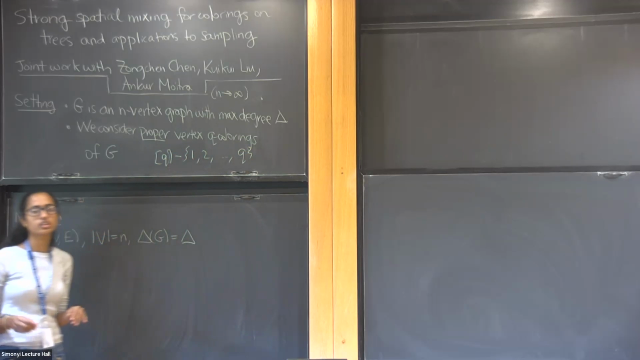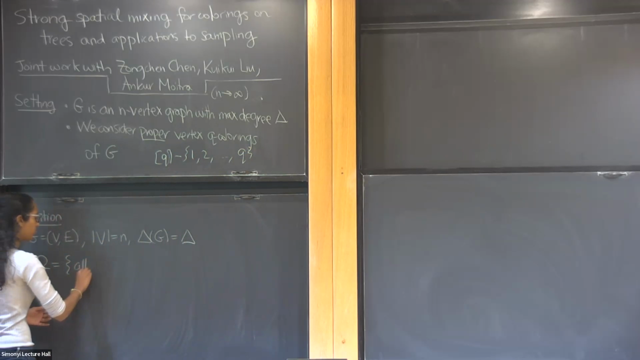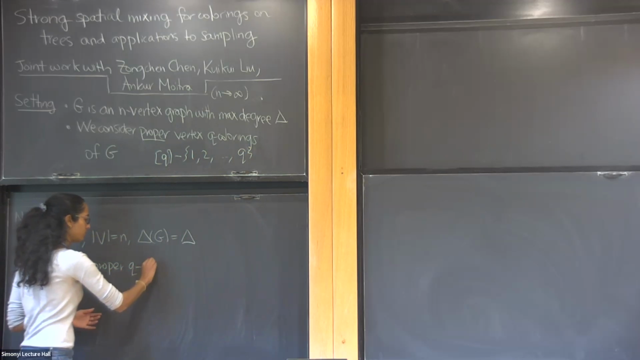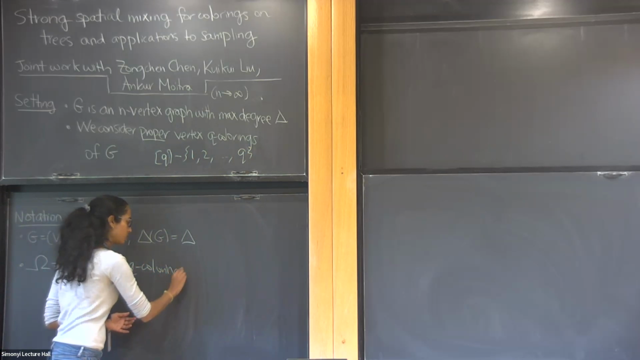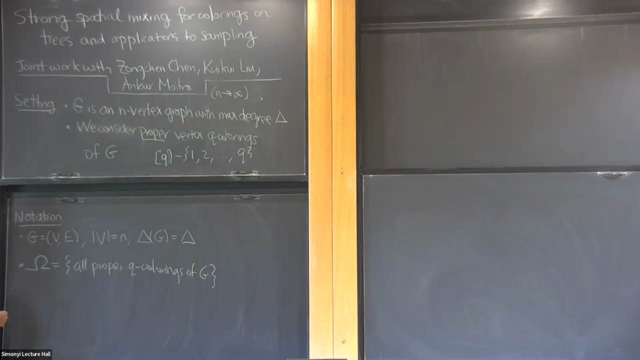We want to consider only proper vertex q colorings, so that if I have 2 vertices connected by an edge, they receive different colors. Let omega be the space of all proper vertex q colorings of G. One question we're going to try to answer is: what can we say about how big this set is, if I'm just given an arbitrary bounded degree graph with maximum degree delta?